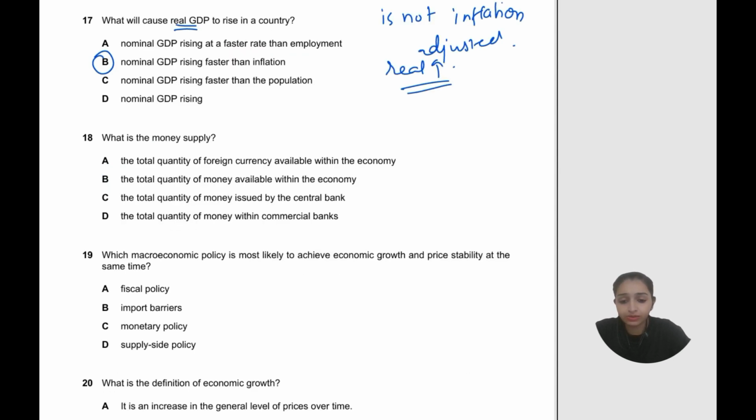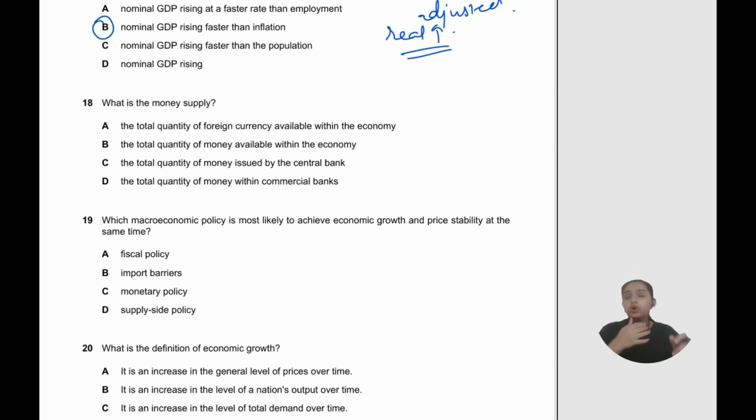What is the money supply? Now, money supply, we all know, is the amount of money available within the economy. This is the total. So let's look at the options. The total quantity of foreign currency available. No, foreign currency has nothing to do with the money in the economy. The total quantity of money available within the economy. Yes, this is the answer.